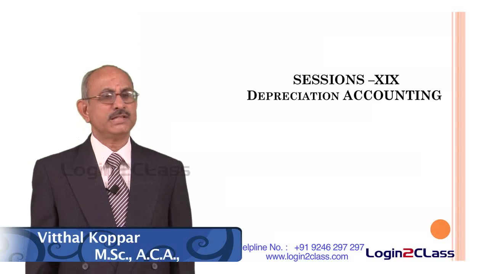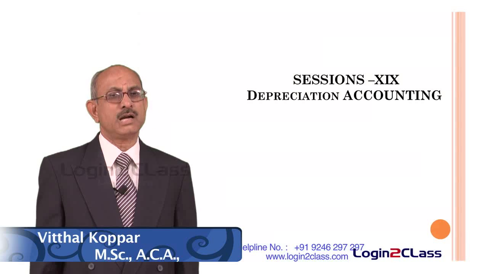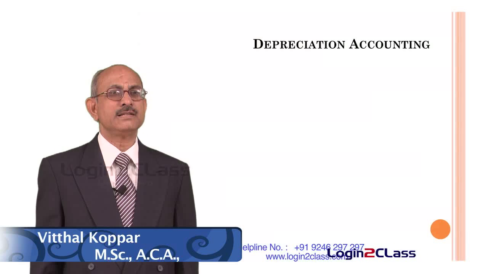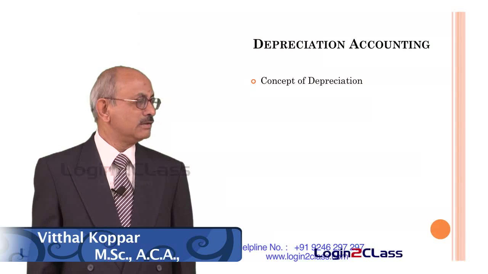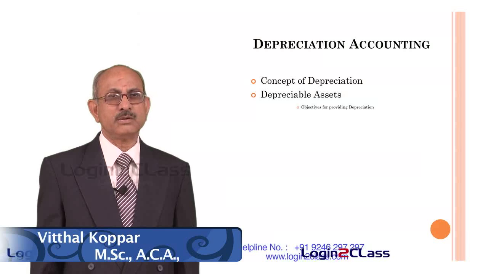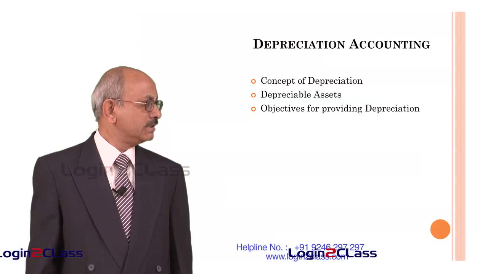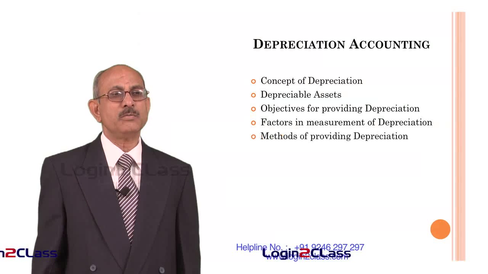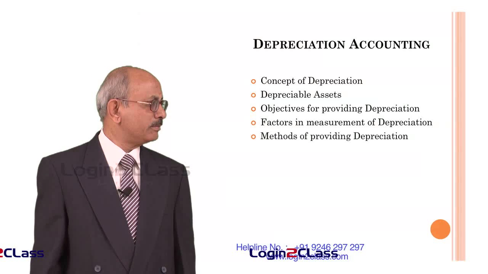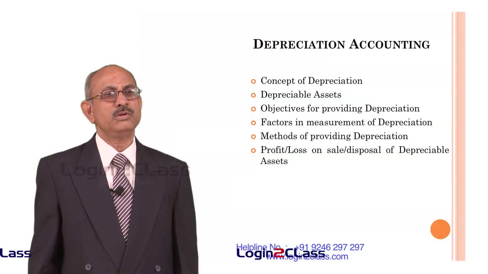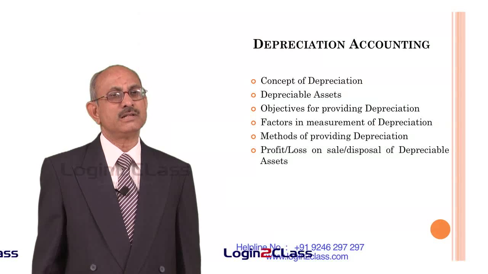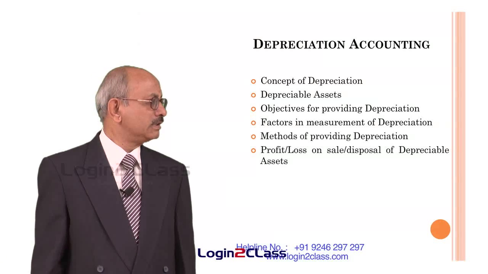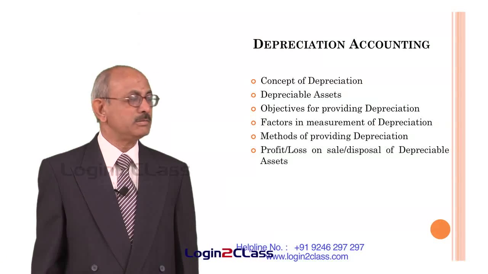We will now take up depreciation accounting, as to how to account for depreciation in the books of the entity. Before that, we will consider what is the meaning of depreciation, what are depreciable assets, what are the objectives for providing depreciation, what are the factors which go into the measurement of depreciation, and how many different methods of providing depreciation there are, and how profit and loss is accounted for in the books of the entity on disposal or sale of disposable assets, that is depreciable assets.